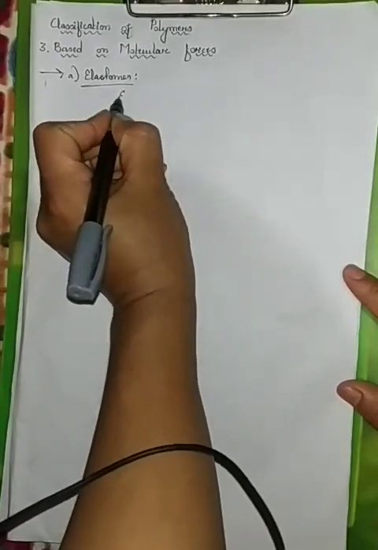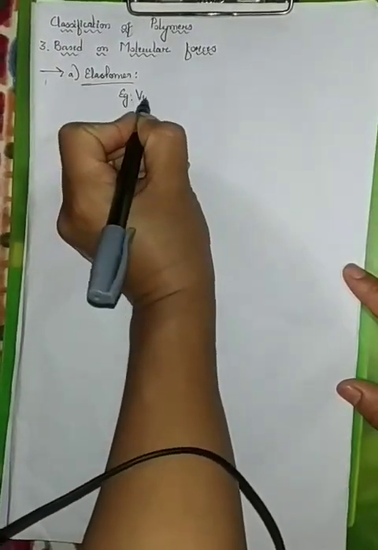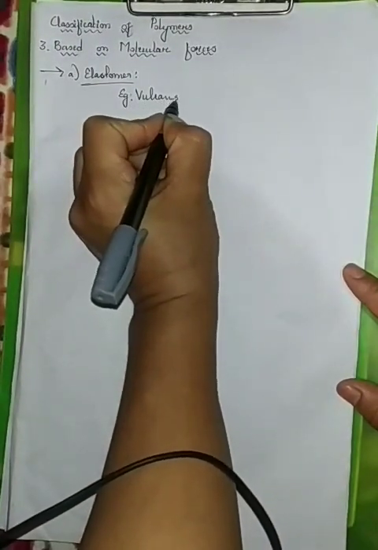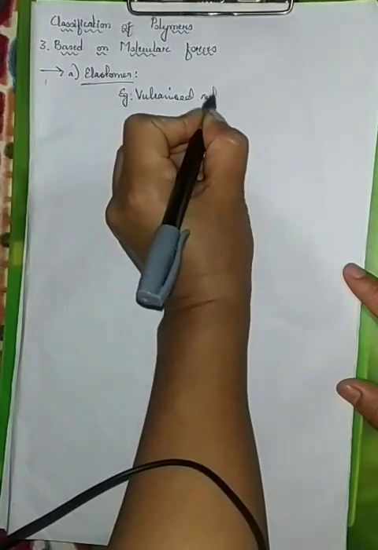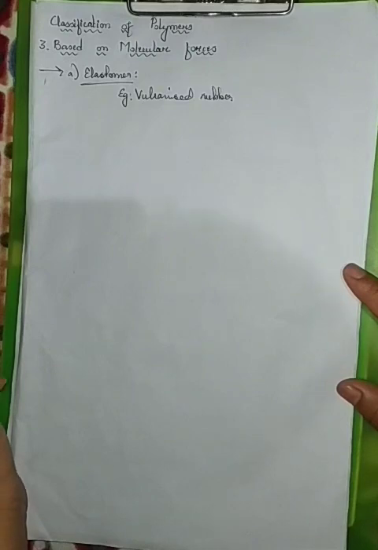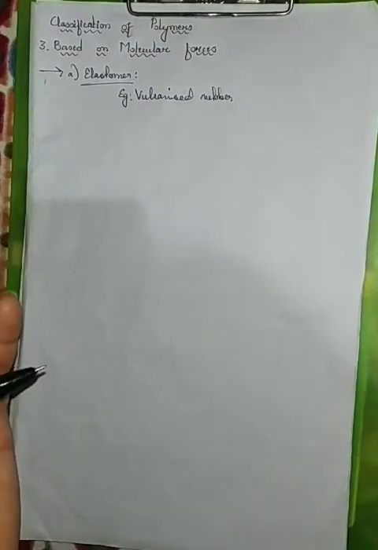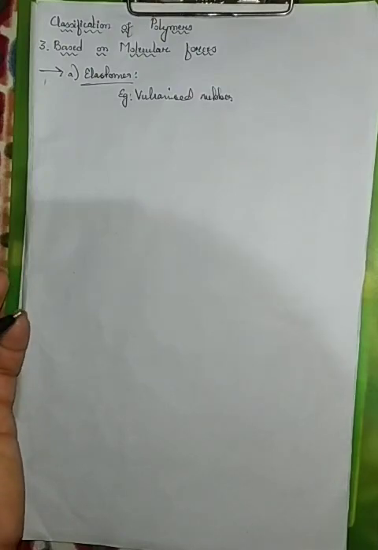An example of such rubbers is vulcanized rubber. And in this type of polymers, the forces of attraction are weak van der Waals forces.